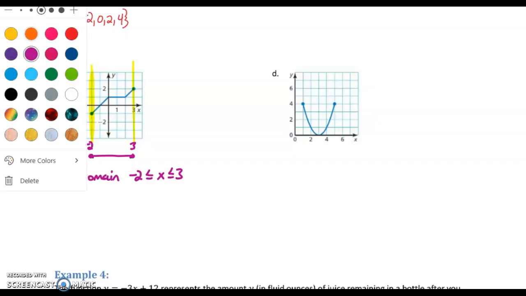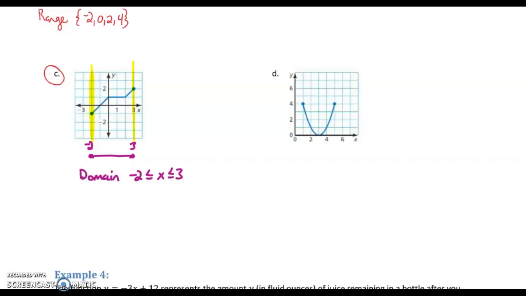Okay, now let's look at the range. So the range is how far it goes up and down. So its lowest point is here at -1. And its highest point is here at 2. And it does touch both -1 and 2. It has closed circles. So our range is y, and it's going to be from -1 less than or equal to y is less than or equal to 2.